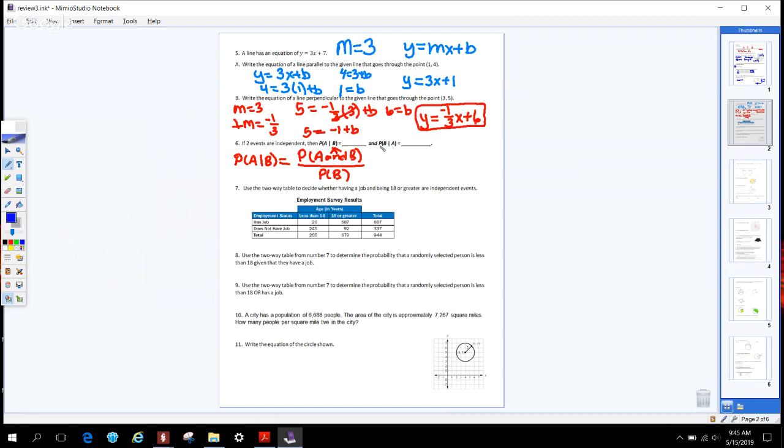This next one says the probability of B given A. So you just have to know whatever comes after the line is in the denominator. The numerator stays the same, but the denominator is what ends up changing.